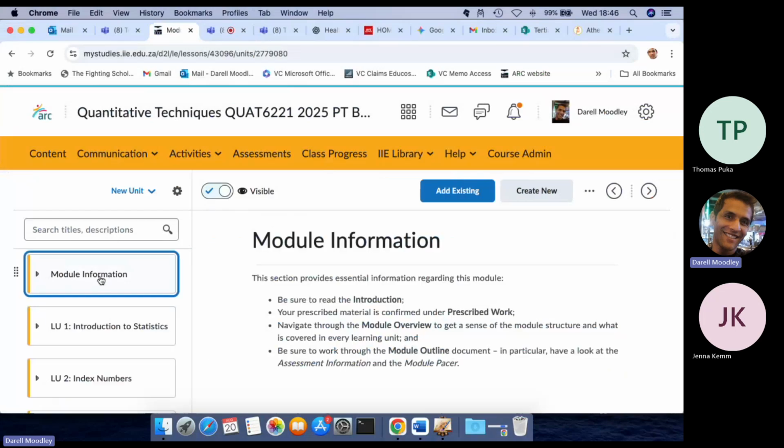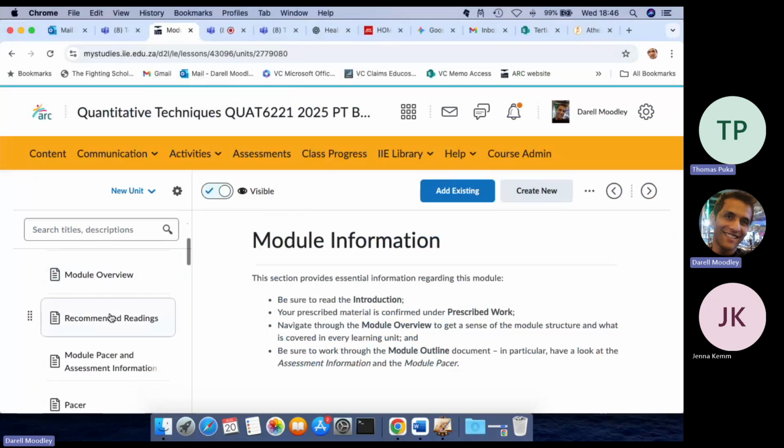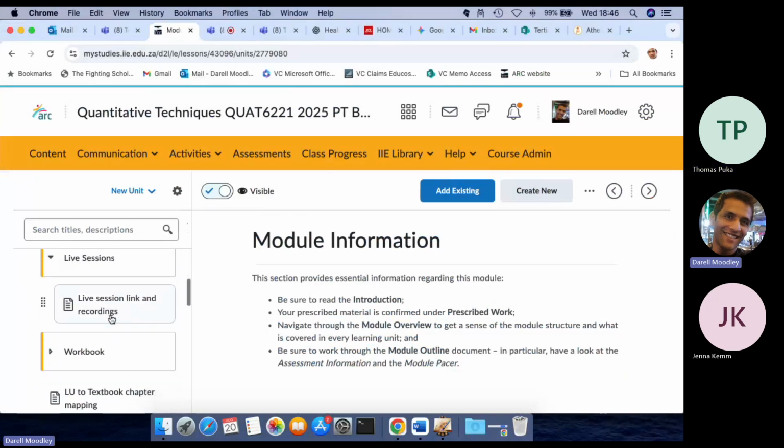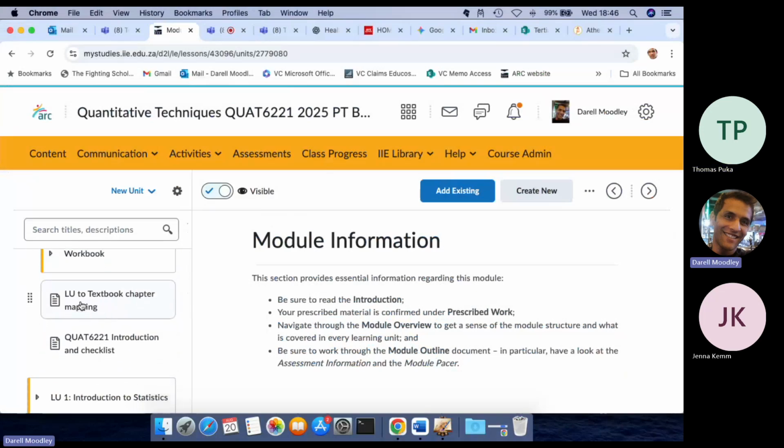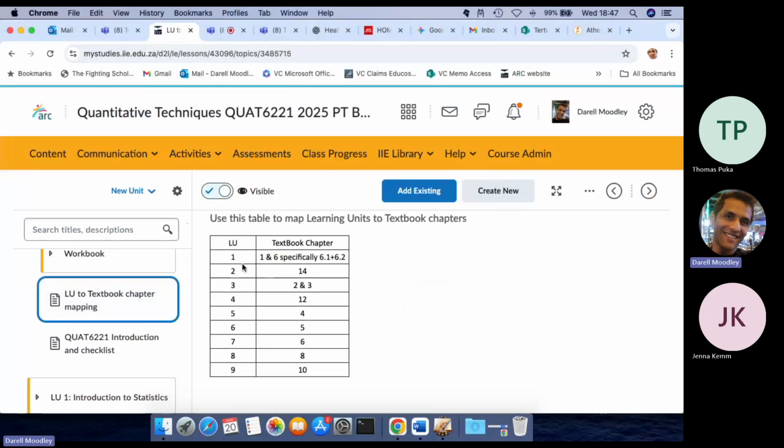If you go to module information on ARC and scroll down, you'll see under resources a learning unit to textbook chapter mapping. If you click there, it tells you what learning unit maps to which chapter in your textbook. For instance, learning unit 4 maps to chapter 12. And remember, the textbook I'm referring to is the 5th edition, the latest edition. So just keep that in mind.